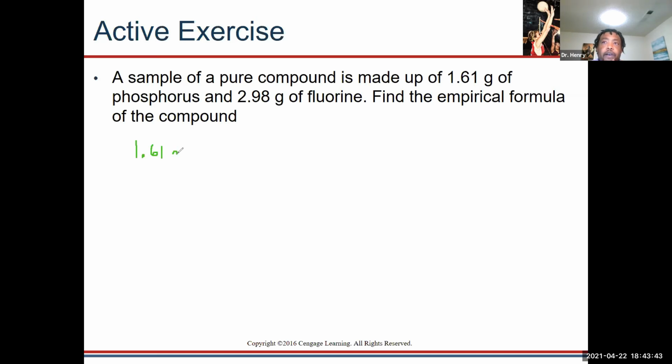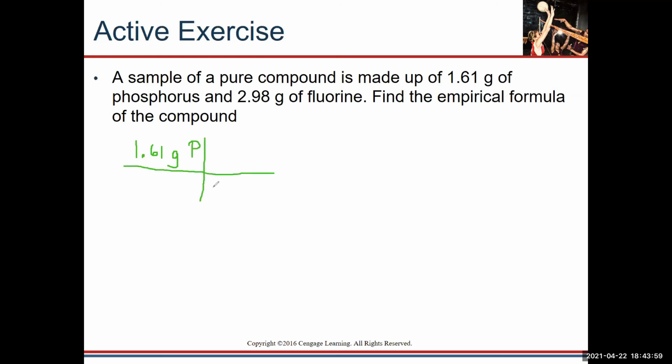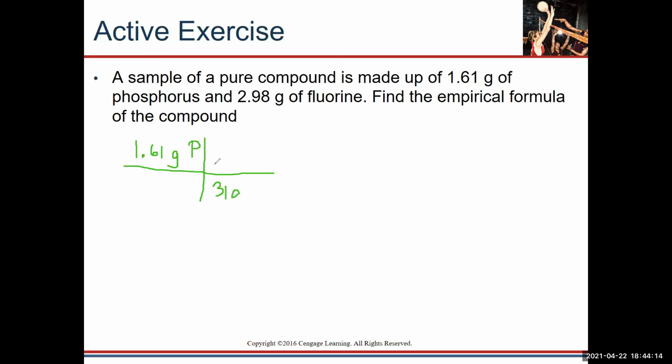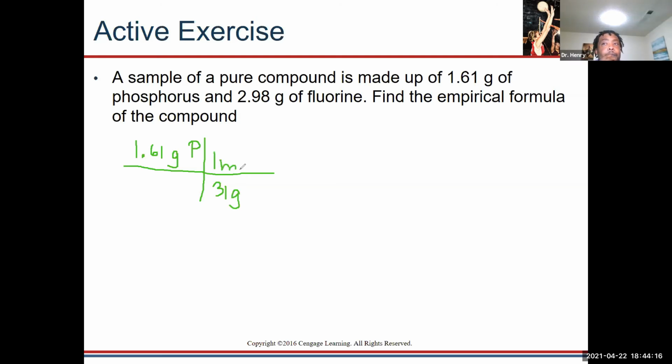So that's 1.61 grams of phosphorus. What is the chemical symbol for phosphorus? P. Okay, and how much does P weigh? 30? Is it 31? 31. So is 31, what are the units? Grams per mole. Grams per 1 mole, right? Of phosphorus.